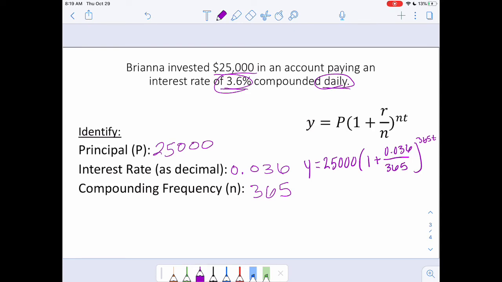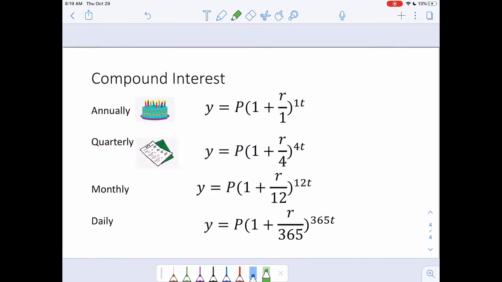That's it. You have your initial value and you have your multiplier. In fact, when you're writing these equations, it's just important to pay attention to your n. So notice if it's annually, you have an n of 1. If it's quarterly, you'll have an n of 4. If it's monthly, you have an n of 12. And if it's daily, you'll have an n of 365.